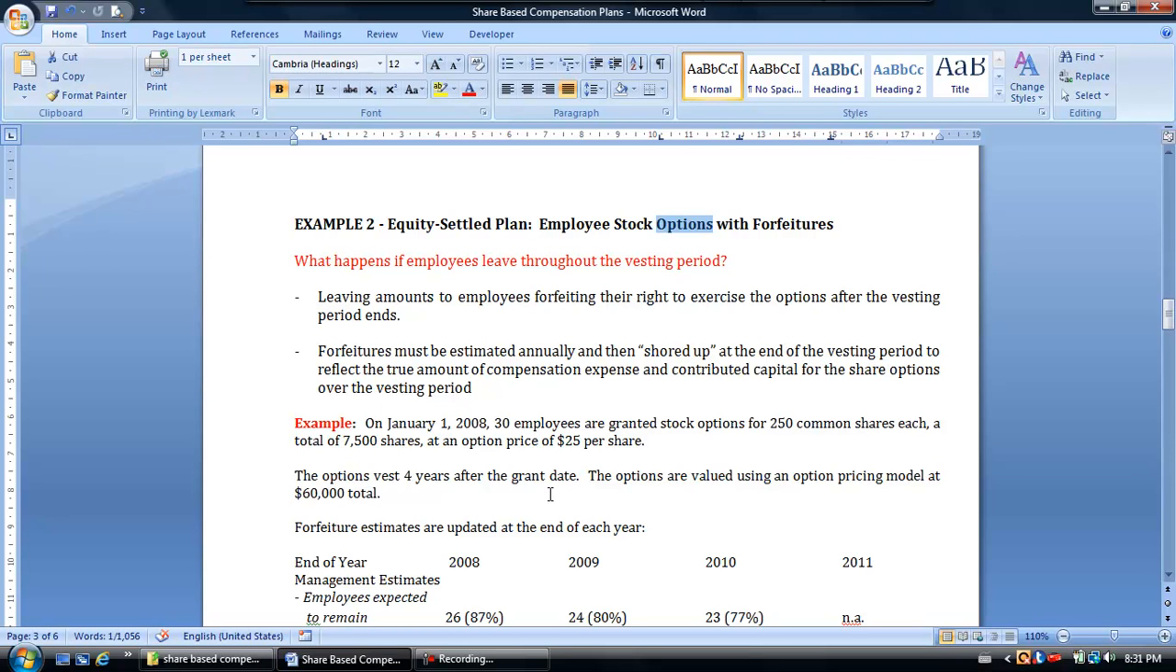In the next example, what we'll do is we'll deal with a cash settled plan where we have stock appreciation rights with forfeitures.